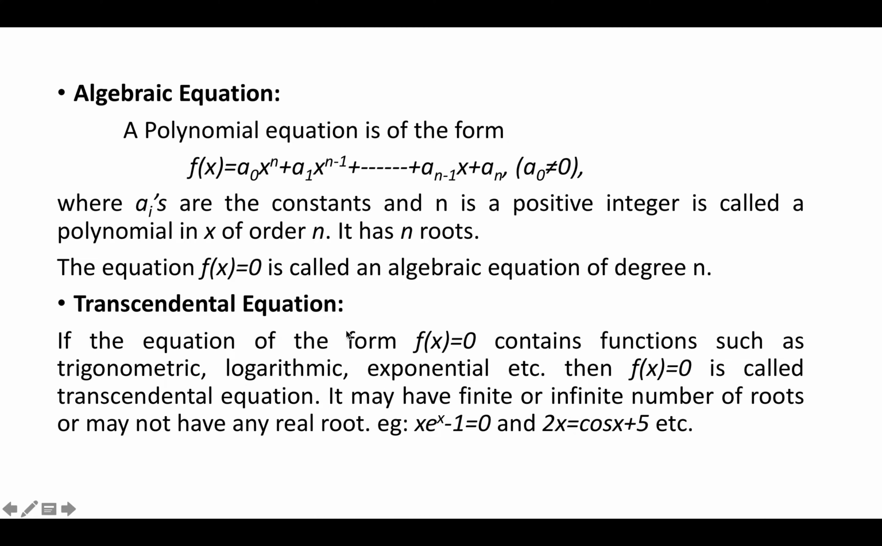Now what about the transcendental equation? If the equation of the form f(x) = 0 contains functions such as trigonometric, like sine, cosine, tangent, logarithmic, exponential, etc., then this equation f(x) = 0, which contains these functions, is called a transcendental equation. It may have a finite or infinite number of roots, or may not have any real root. For example, x e^x - 1 = 0, or 2x = cos x + 5, etc.